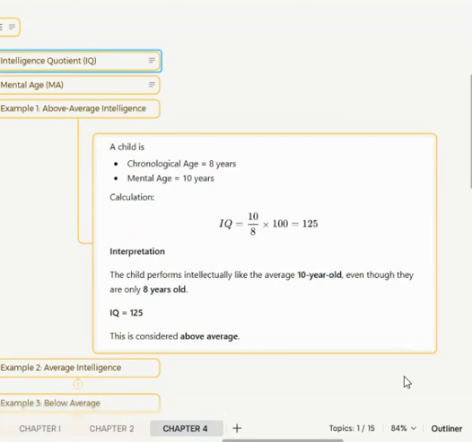So the word mental means inside them. You cannot see it unless you talk to them, unless you try to test them in the proper way.